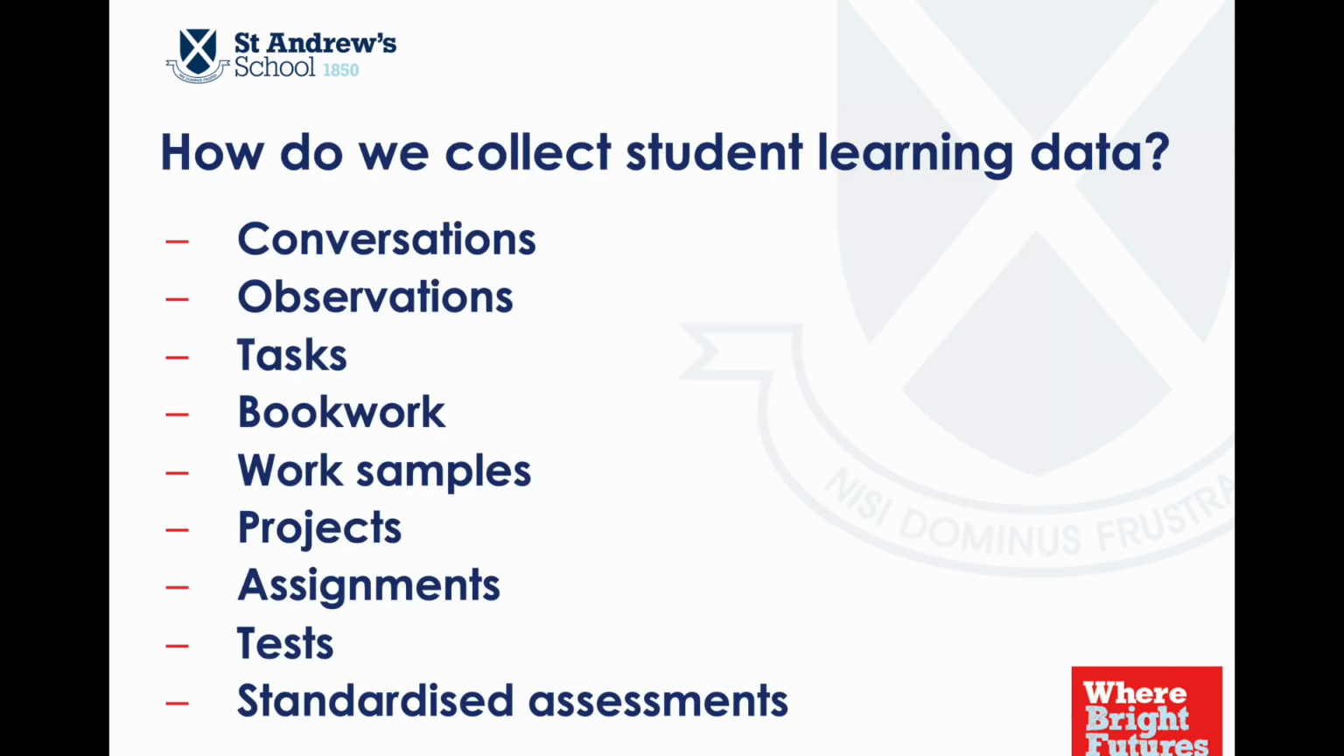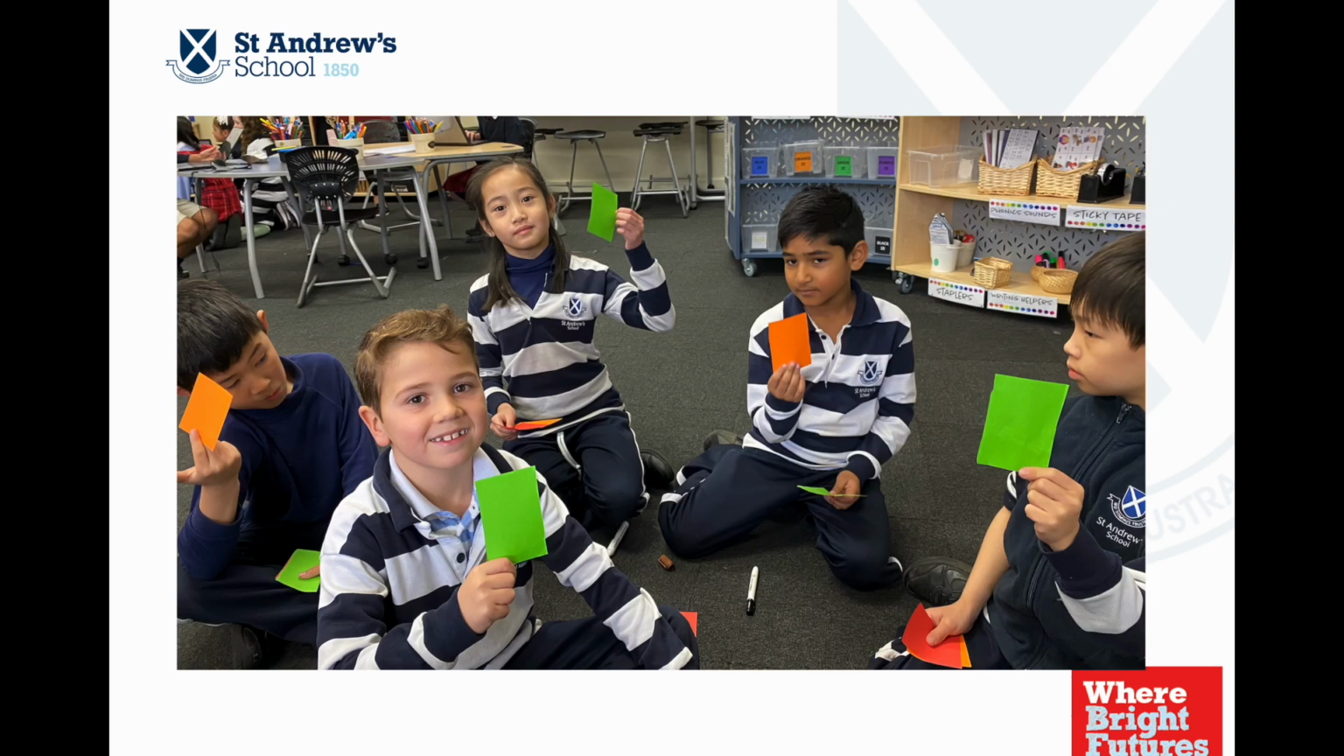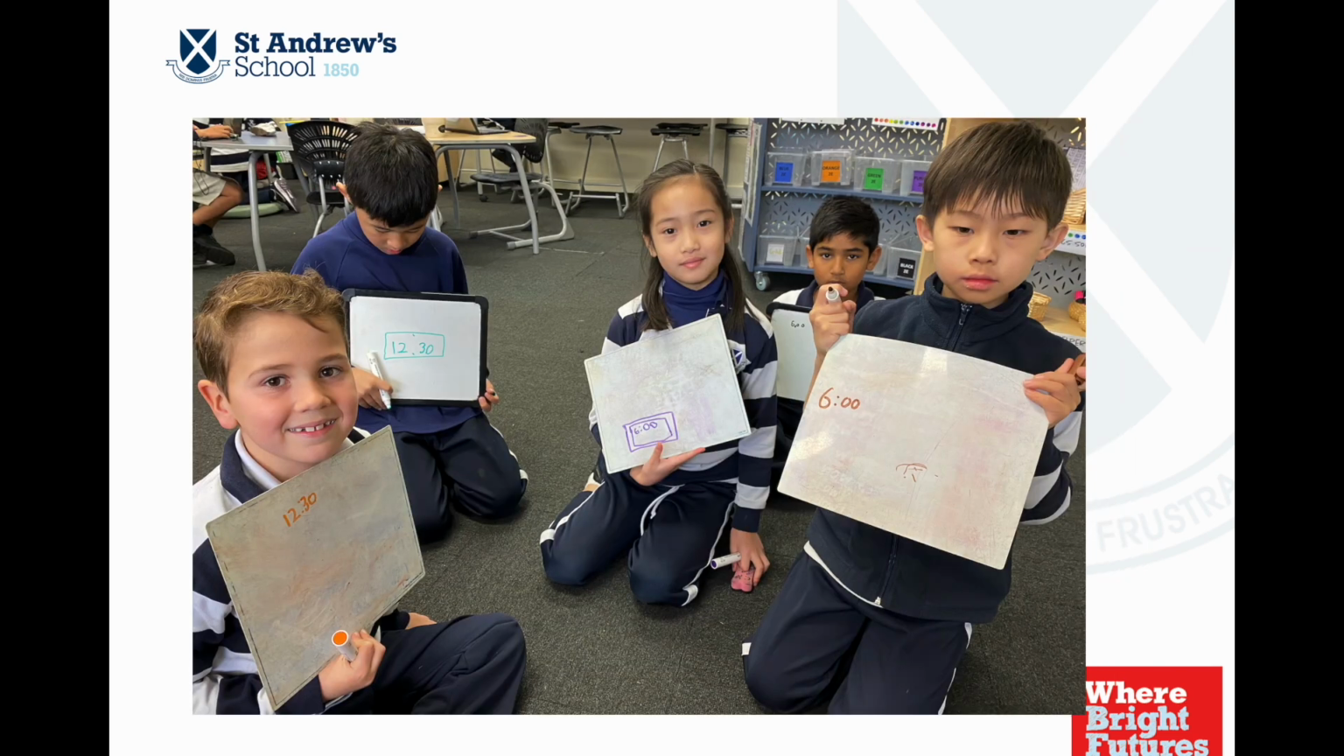We talked about how we collect student learning data, and you'll see it's a list of lots of different ways that we collect data informally and formally. And then we had put together some photos with the help of some students to show parents some of these different examples. So this is a traffic light system that we might use to collect information.